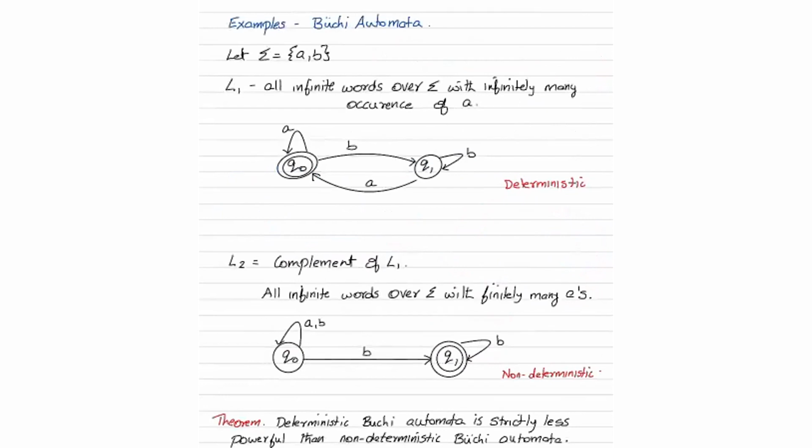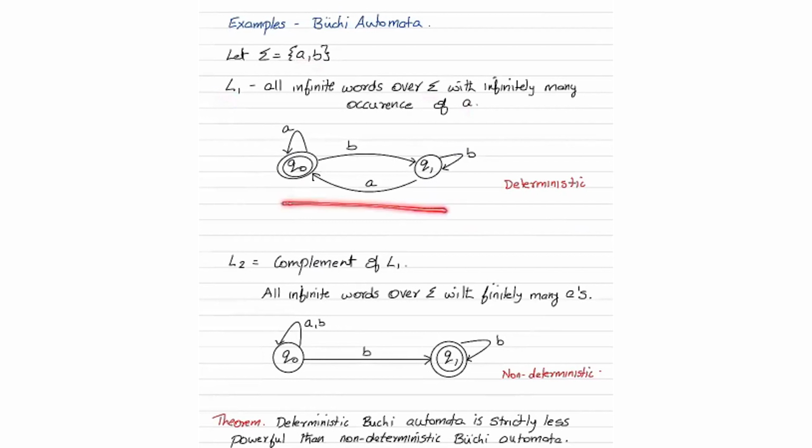Let's look at the alphabet with two symbols A and B. Consider the language which consists of all infinite words over sigma with infinitely many occurrences of A. So this is the set I want to accept. What would be the Büchi automaton which accepts this set?